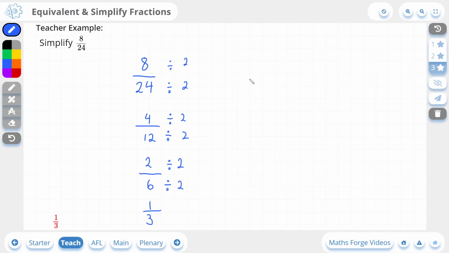There is a simpler and quicker way to do this. If we have 8 over 24, you have to think to yourself, is there a larger number I can divide 8 and 24 by other than 2? Well, you should know that 24 is actually in the 8 times tables. And because 24 is in the 8 times tables, we can divide both the numerator and the denominator by 8. 8 divided by 8 is 1. 24 divided by 8 is 3.